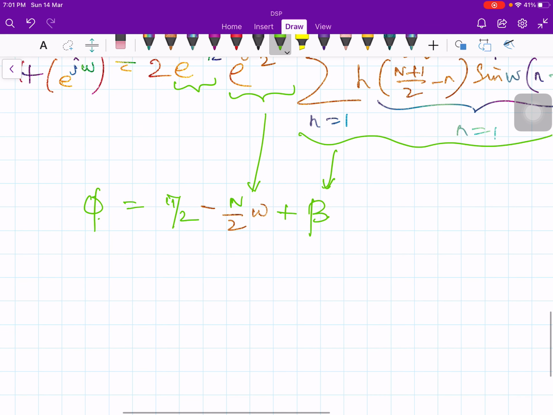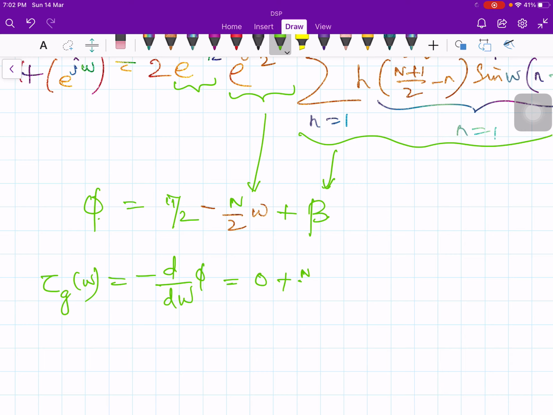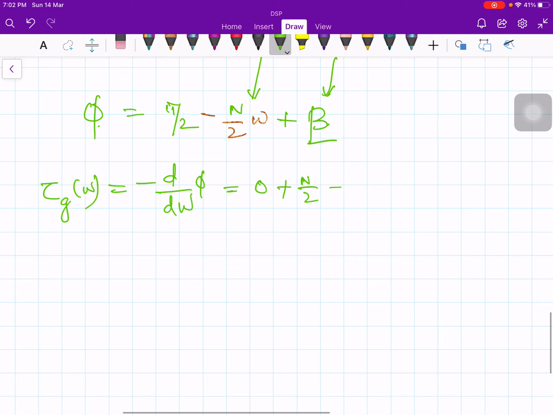Now take the negative gradient of the phase with respect to omega, then this is nothing but your group delay tau g of omega. Negative gradient, it becomes plus, it is going to be plus N by 2 plus, you can't differentiate this beta because it has a discontinuity. So the extra half sample delay N by 2 creates problems in actual hardware realization. But that can also be surmounted. So nothing to worry, the problem can be surmounted.